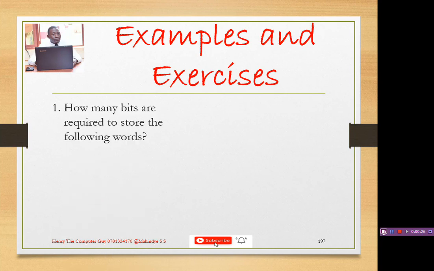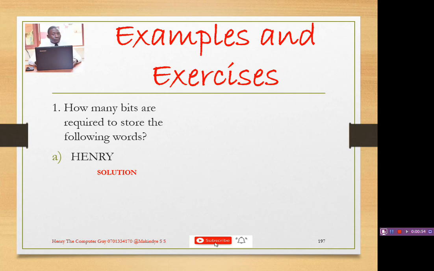So we have the first question, and they're asking how many bits are required to store the following words. They have given us the first word, which is Henry. How many bits are in this? Remember, when we come to our word, these are bytes, and each byte consists of 8 bits. So we're going to count our number of bytes here and multiply them times 8. So let's have our solution.